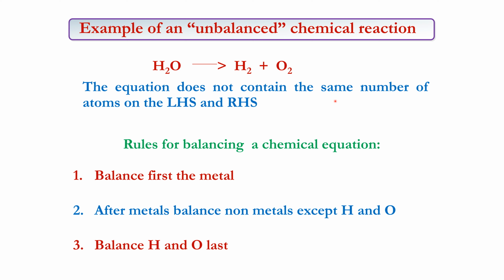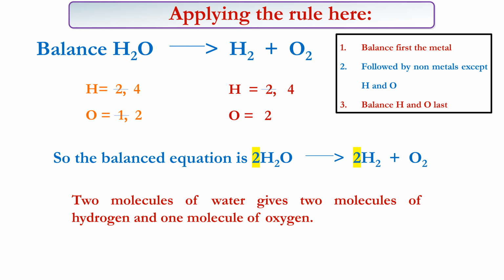For us to balance any chemical equation, there are three rules that we must follow. The first is to balance the metal first. The second is to balance non-metals except hydrogen and oxygen. And then the last thing to do is to balance hydrogen and oxygen last. Right, so let's have a look at how to apply these three rules.